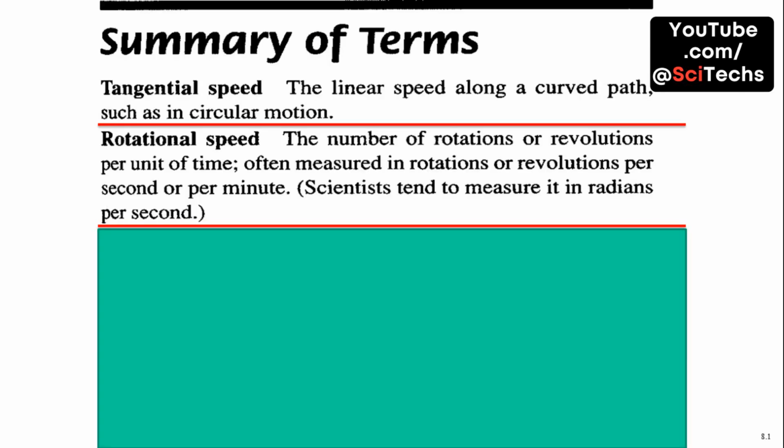Let's start with some key terms. Tangential speed refers to the linear speed along a curved path, like in circular motion. Rotational speed is the number of rotations or revolutions per unit of time, often measured in radians per second.